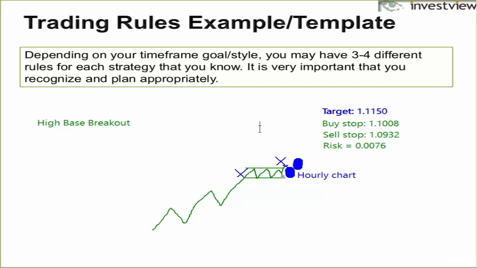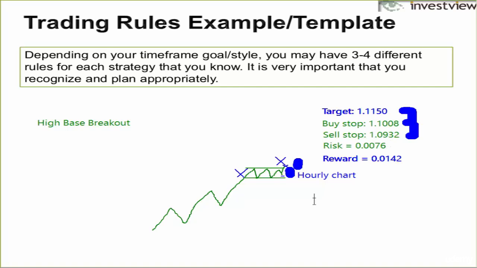So what's our potential reward? Well, the difference between your target and your entry price is your reward, just as the difference between your entry price and your stop loss is your potential risk. So 111.50 minus our entry price of 110.08 is 142 pips. So our reward potential is 0.0142. Notice our reward is basically twice our risk.